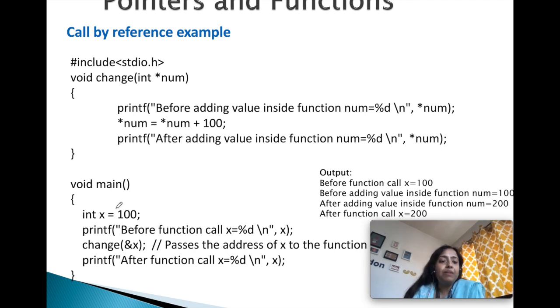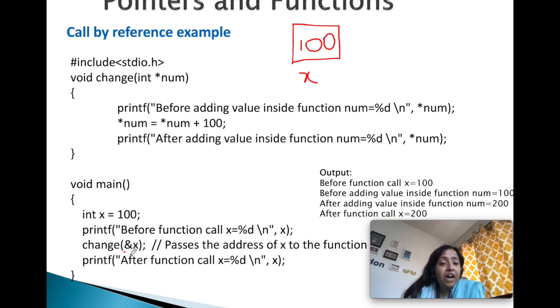So first we come to main, as we all know that C program execution always starts from main. Inside main, again we have x. I'll try to draw it here. The value of x is again 100. Now, before the function call, we are printing x. What will be the output here? Obviously, the output is 100. Now, we call the function change.